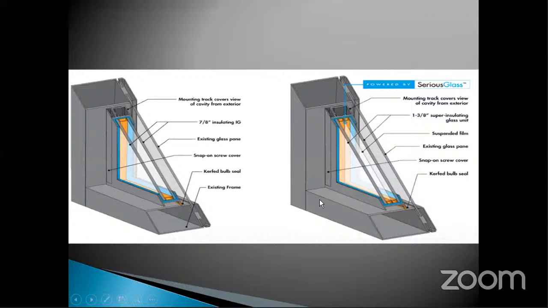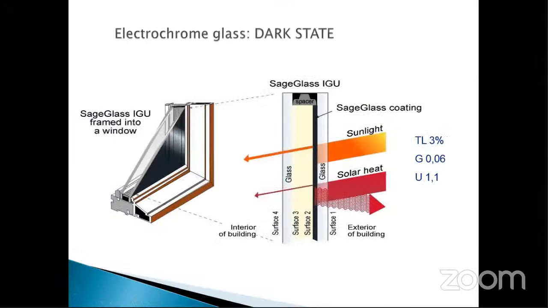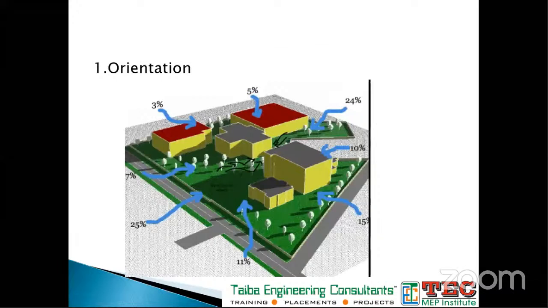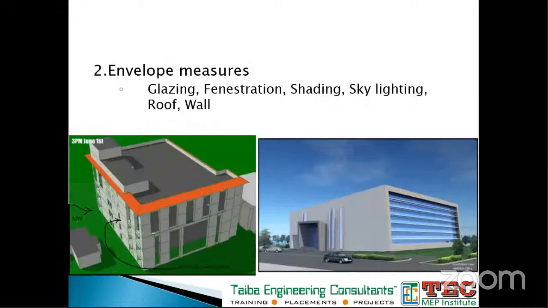So instead of ordinary glass, we may select efficient glass. Then making sure our buildings are oriented by reducing the heat ingress towards the eastern and western face. Try to maximize the glazing towards the north side.